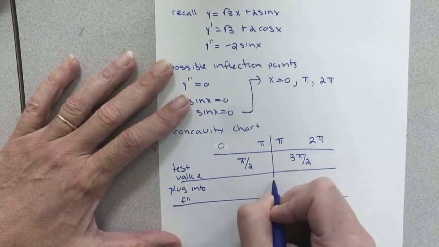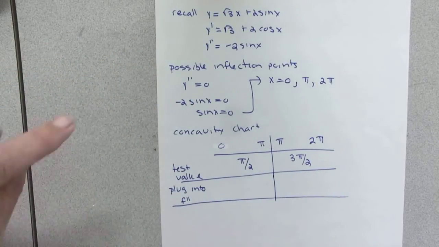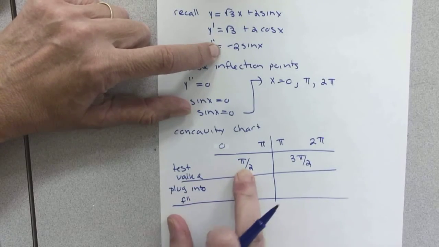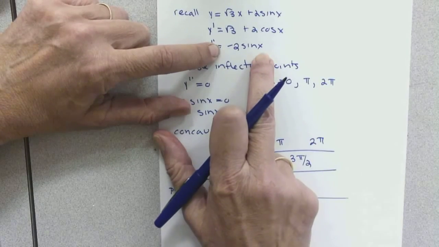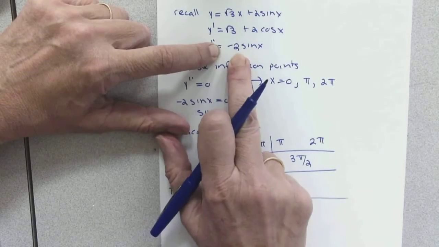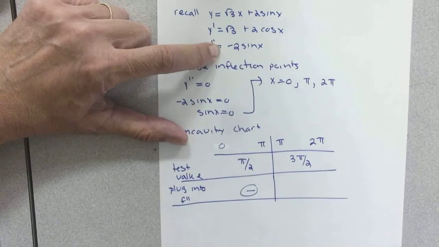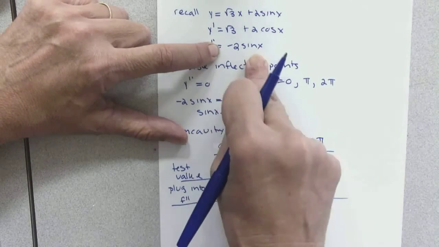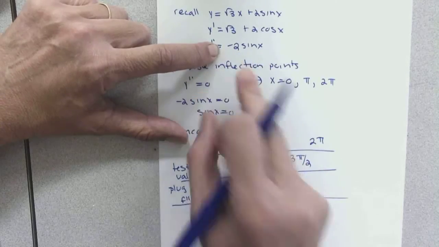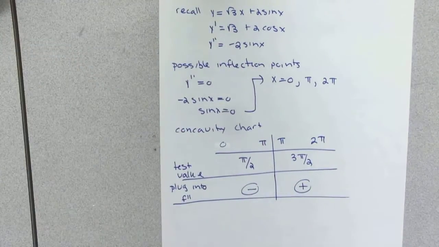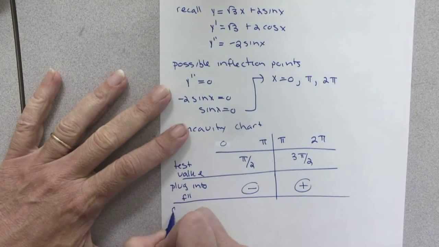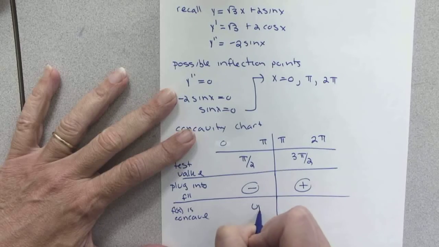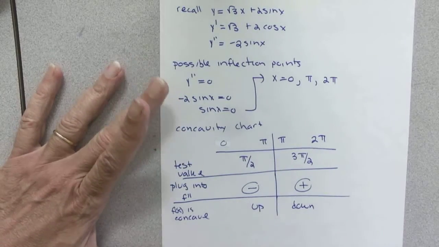Then I plug into the second derivative. So my second derivative is right here, negative 2 sine x. So if I plug in pi over 2, sine of pi over 2 is 1. 1 times negative 2 is negative 2. So that's going to be negative. Plug in 3 pi over 2. Sine of 3 pi over 2 is negative 1. Negative 1 times negative 2 is positive 2. So it's positive. And so that tells us that f of x is concave down and then concave up.